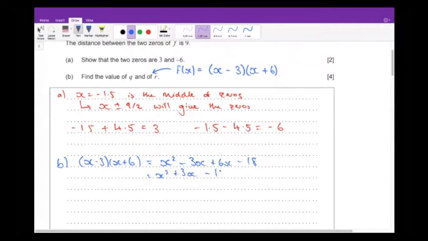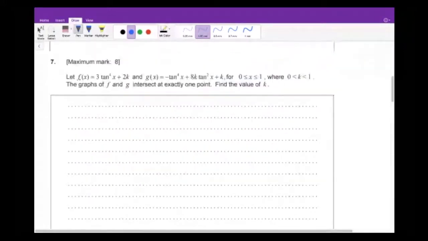Now question 7. We've got a function f of x. Bear in mind also that these were non-calculator papers. So f of x equals this function and g of x equals this function, and we're given limits on x. The graphs intersect. Now that's our key word here. Intersect means that at some point they are equal to each other. So that's all we have to go on. So all we can do is put them equal to each other and do some rearranging.